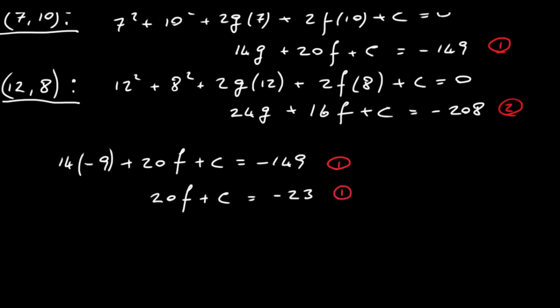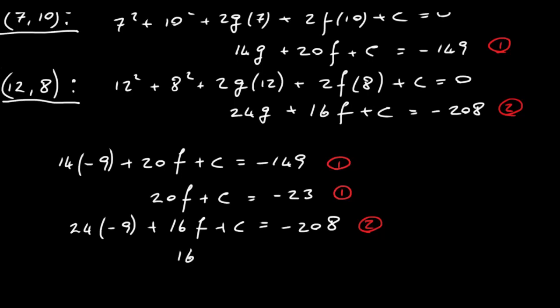Let's look at equation 2 then. Again, put in the minus 9 instead of g. So that will give us 24 times minus 9 plus 16f plus c equals minus 208. This is equation 2. Let's simplify that. So we got 16f plus c is equal to minus 208. Do out this, bring it over to the other side, and that will give you 8. This is equation 2. Okay, so I'm going to take equation 1 and equation 2 and put those together to work out f and c.